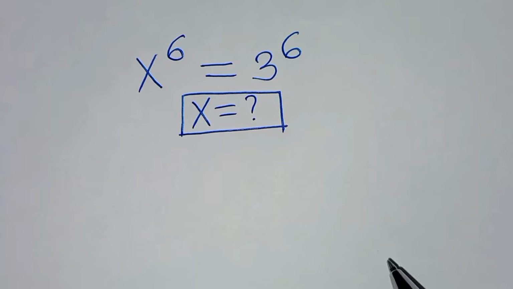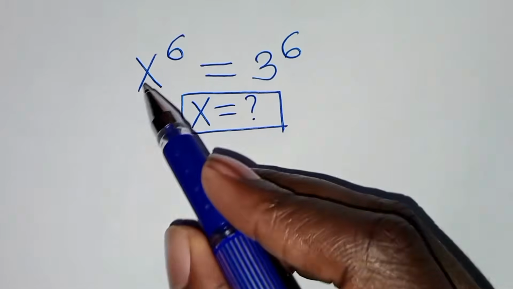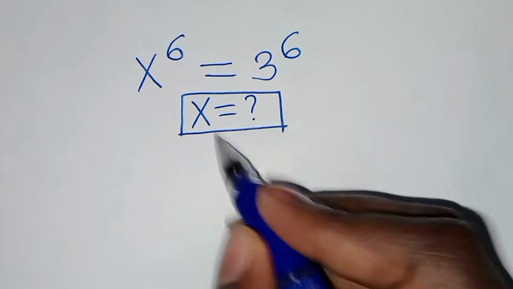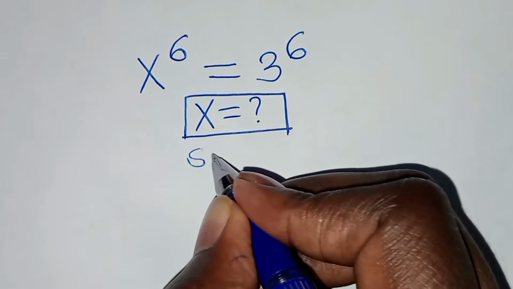Hello everyone, you're welcome to solve this nice exponential equation, which is x to the power 6 equal to 3 to the power 6. What are the values of x? Let's provide a solution from here.